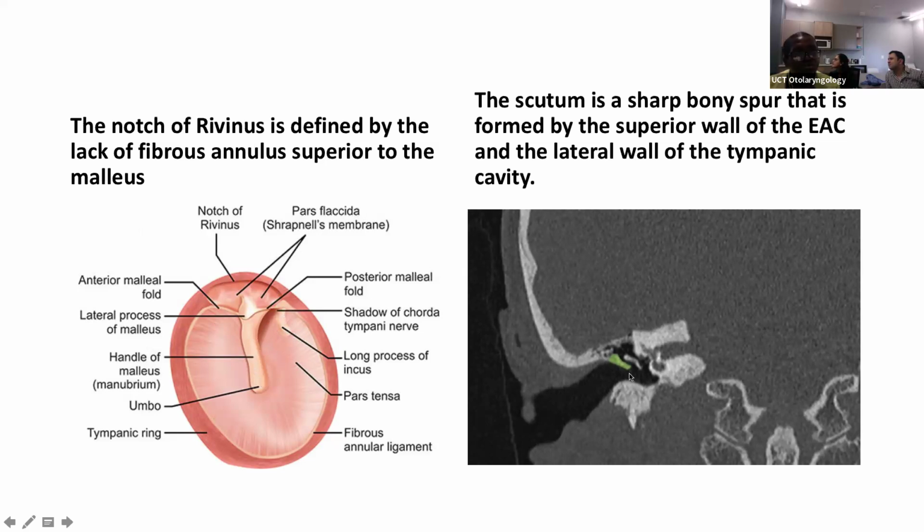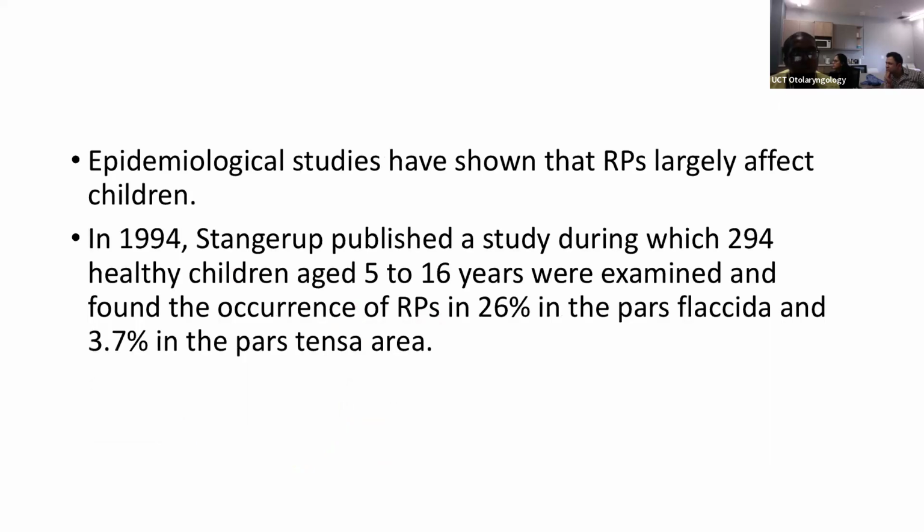And then the scutum is a sharp bony spur formed by the superior wall of the external canal and the lateral wall of the tympanic cavity. So these tend to be areas where retraction pockets start from. Epidemiological studies have shown, as I've mentioned already, that they tend to happen in children more often.